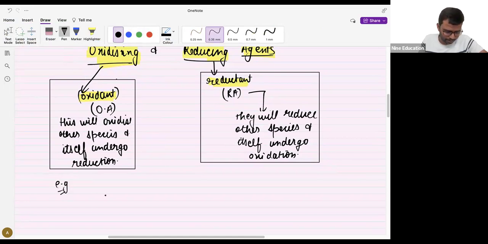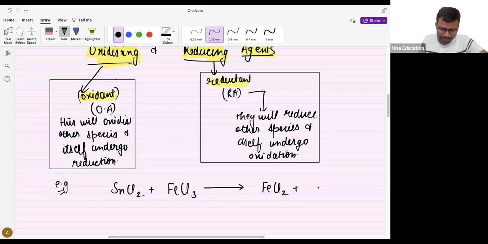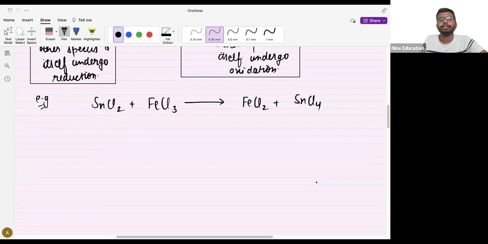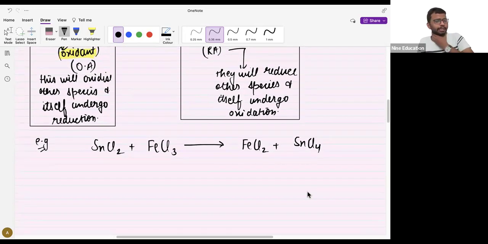Question C. Let's say I have SnCl2, tin chloride, and I have FeCl3. From this, I made FeCl2 plus SnCl4. Done? So see in this example, SnCl2 and FeCl3 give FeCl2 and SnCl4. Here I am writing with red the oxidation number of every species. Chlorine you all know, all chlorine is a halogen, will gain one electron to become -1.